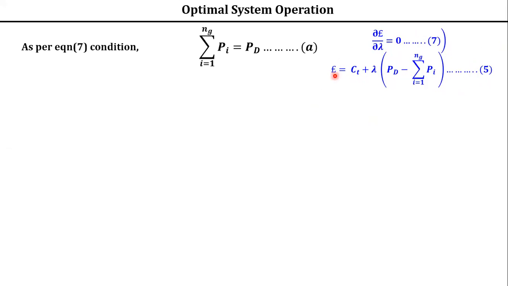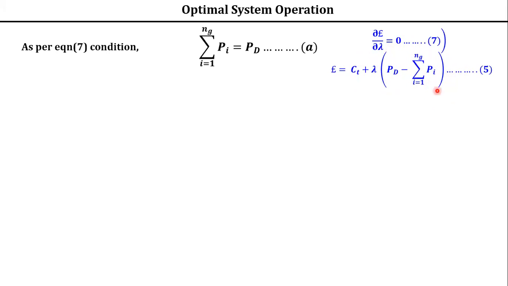Now when you take it with respect to lambda, what happens? Is there any lambda available in CT, that is, the total generating cost? No. So this term will be zero. So with respect to lambda, the lambda coefficient will be PD minus the sum of this term is equal to zero, isn't it? Equal to zero we have to take. So what is the partial derivative of this equation with respect to lambda?